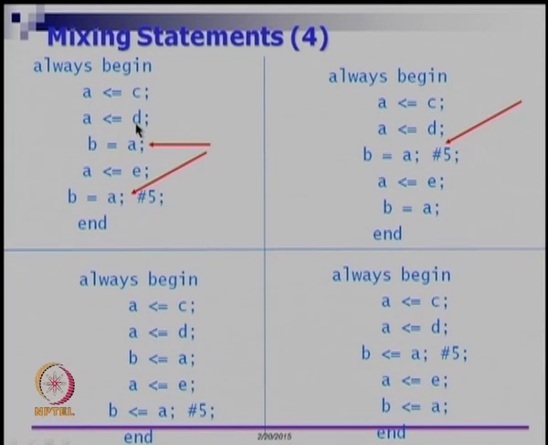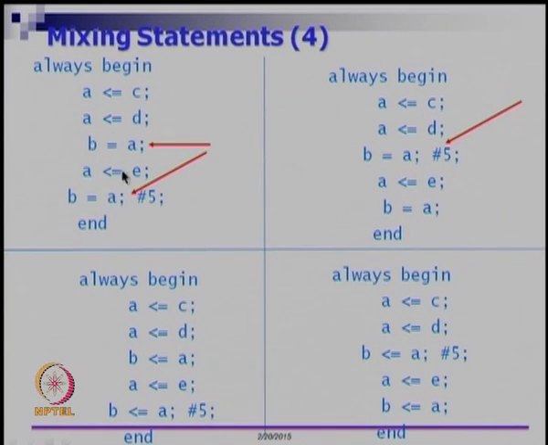So, A equals C, A equals D, which means A equal to D overrides A equal to C, and this B equal to A is actually going to look at the old value of A. So, this is not going to look at the new value. So, this is the old value of A. This E is also scheduling something for A in the future, right. So, this A equal to E is not really doing much. So, this C, D and E, A equal to E overrides D and C. So, this A equal to E is also scheduled for the future.